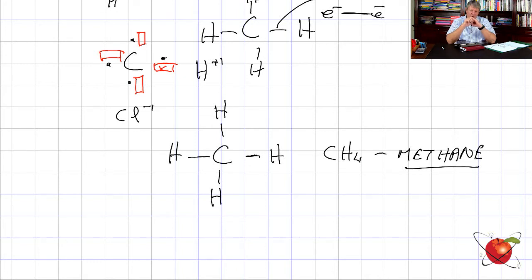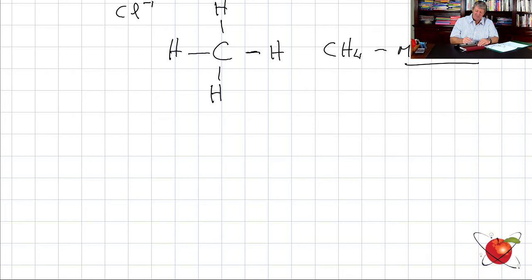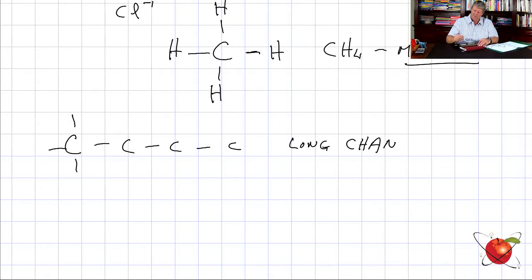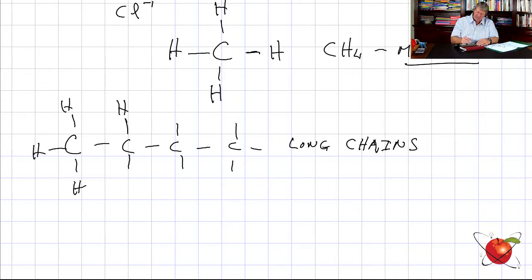Now, what happens next with carbon? Carbon actually does this. Carbon can form long chains. Each carbon atom, remember, still has 4 stalks, 4 stripes around it. So we are building up here a thing that looks like this.